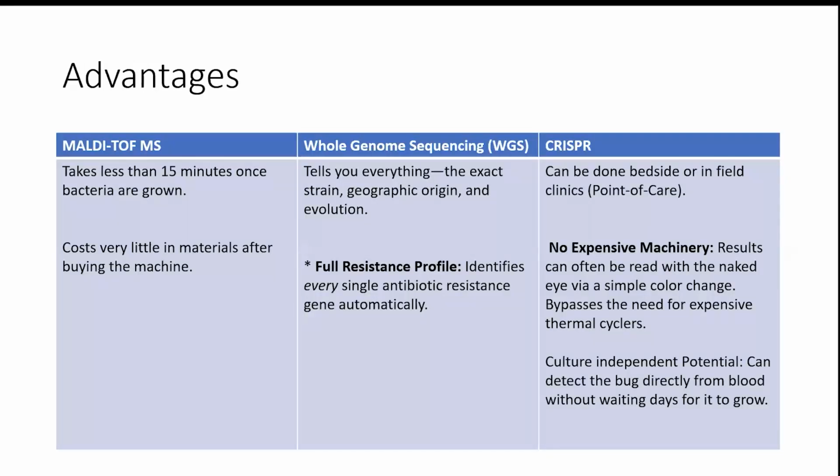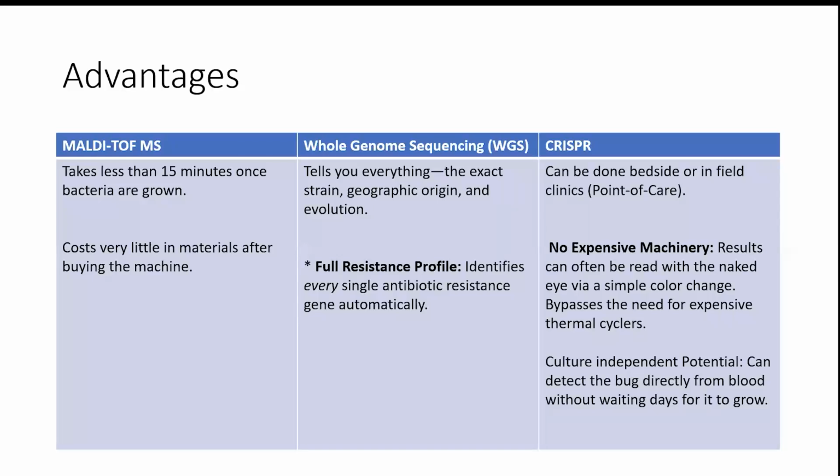So now the advantages, disadvantages, and utility of all these three new technologies. Regarding Multitop, the advantage is it takes less than 15 minutes once the bacteria is grown. So when you put it in a Multitop machine, in only 15 minutes, you will get the results. The cost is very low in materials after buying the machine. Mind you, the machine itself is very costly, but the cost of identification is very low.